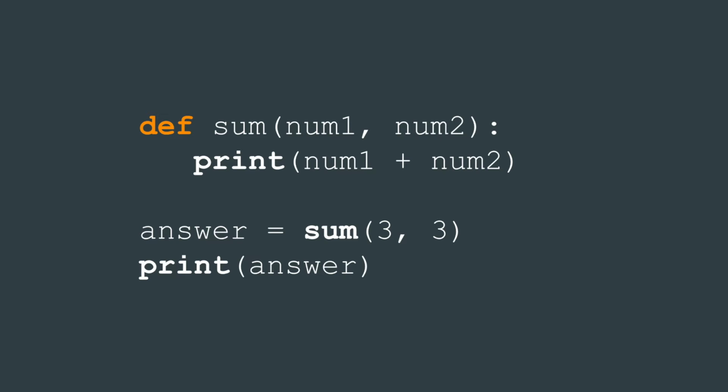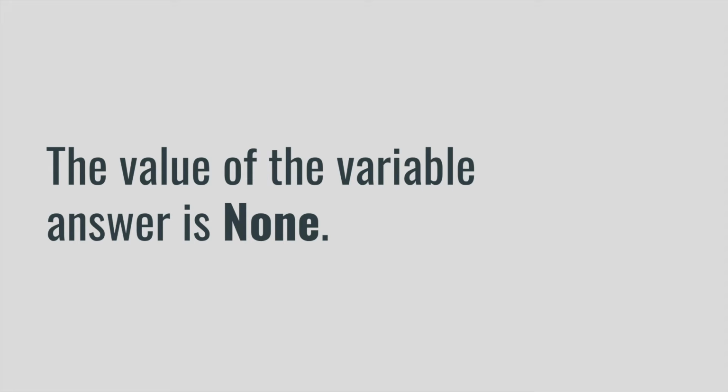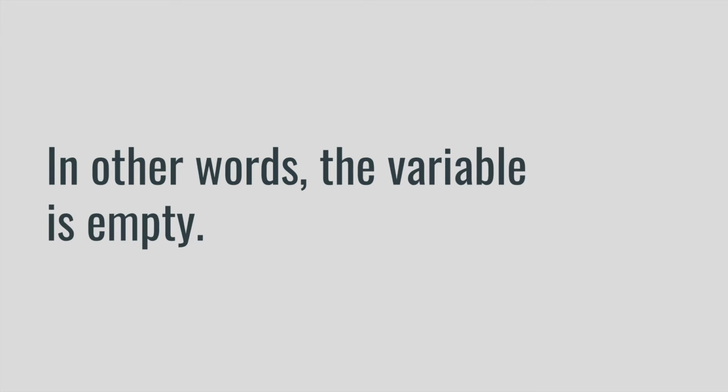So try this. Create that same function, def sum, take in two numbers, num1 and num2, and print them. Now try and store a call to sum 3 and 3 inside of a variable called answer, and then try to print out answer. You're going to notice one thing happens. When you go to print out the variable answer, it's going to return type none because your function didn't actually return a value. It simply printed out the value to the screen. So in other words, the variable answer is empty.